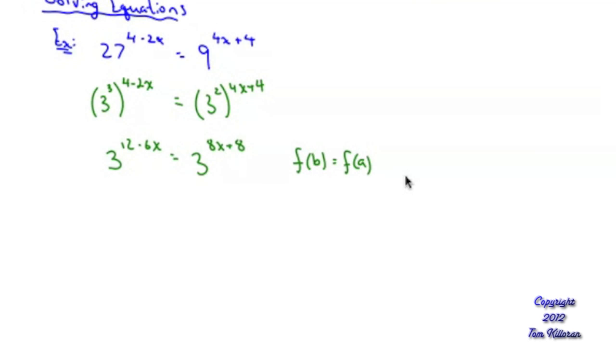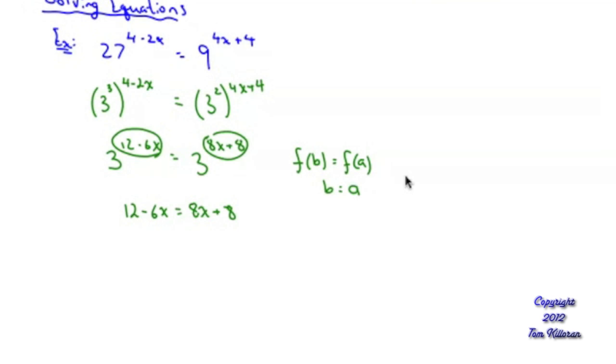If f is a one-to-one function, which exponential functions are, then what must be true about b and a? They're exactly the same. So b has to equal a. So here, you think of this as b, and you think of this as a. So they must be equal to each other. So this is called the one-to-one property. There's no algebra going on. You're just recognizing that the powers have to be exactly the same. And then you get this nice little linear equation.